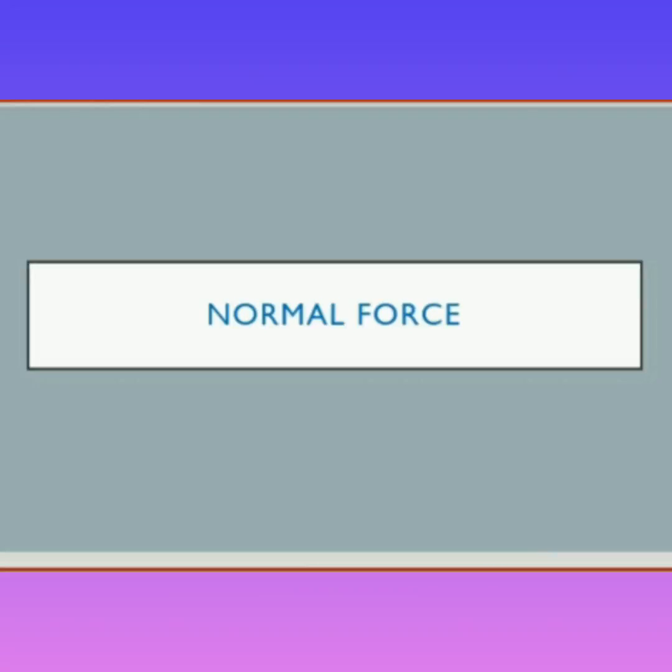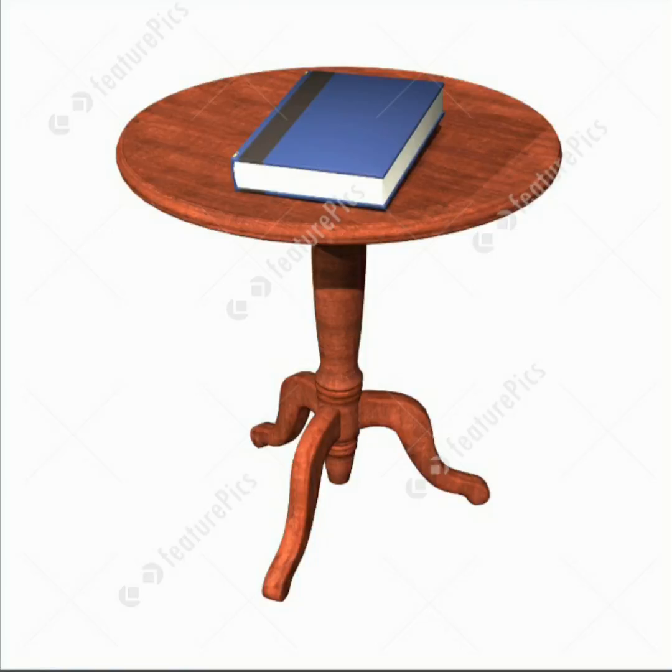Okay, now let us know about normal force. Normal force is always perpendicular to the surfaces. Normal force is a contact force acting perpendicular to the surface.